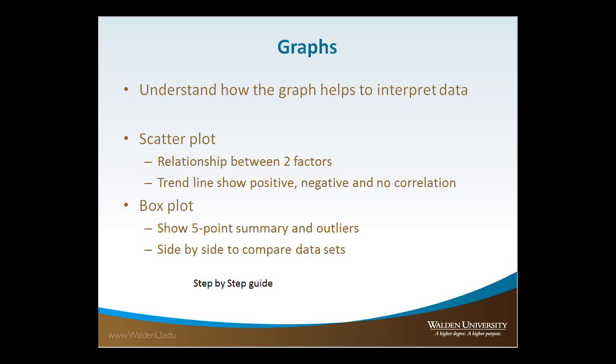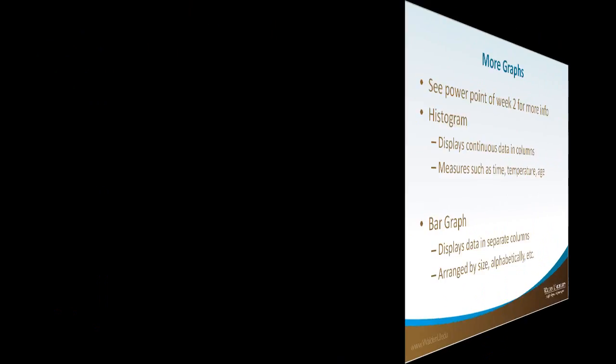Now let's take a look at how graphs can help us understand and interpret the data. There's different types of graphs to choose from. Scatter plots are used to look at the relationship between two factors. You can kind of see trend lines, positive, negative, or no correlations. We have box plots, and those are helpful for identifying outliers and comparing different data sets.